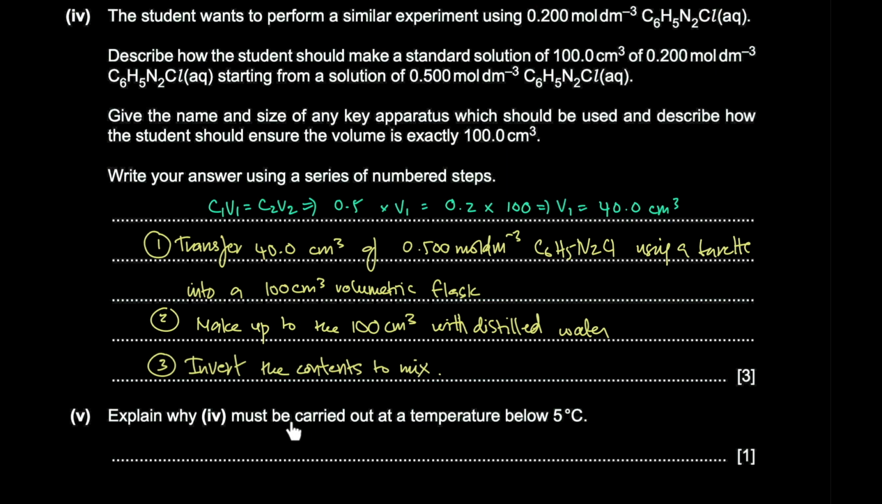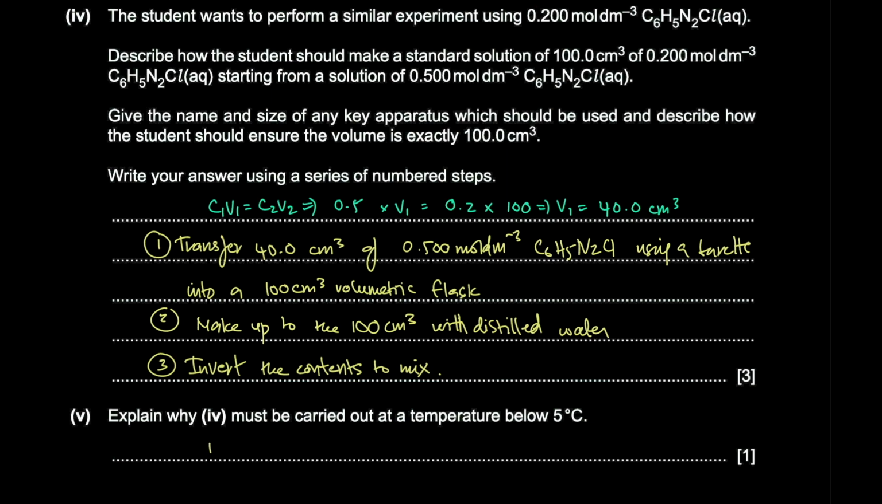Explain why step 4 must be carried out at a temperature below 5 degrees Celsius. We know that diazonium salts are heat sensitive, right? Benzene diazonium chloride undergoes hydrolysis with water at a temperature above 5 degrees Celsius. So they're very unstable. It reacts readily with water at room temperature even, or if you allow the temperature to go above 5 degrees Celsius.